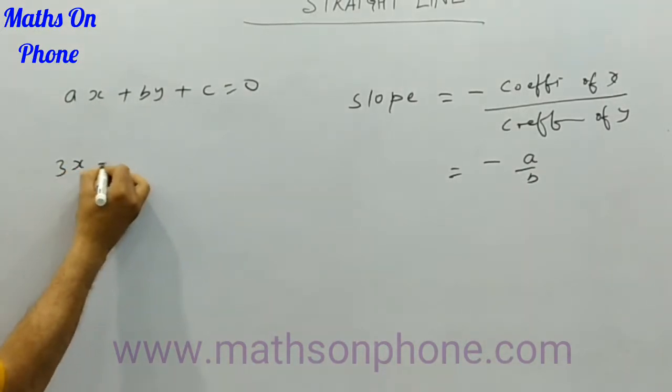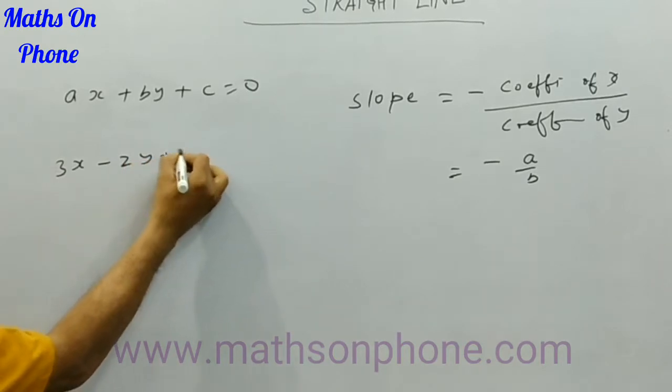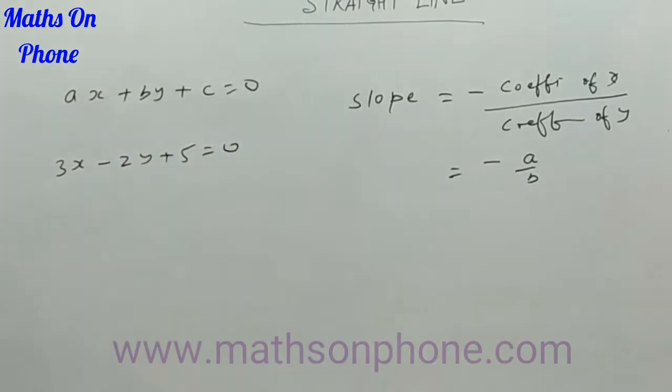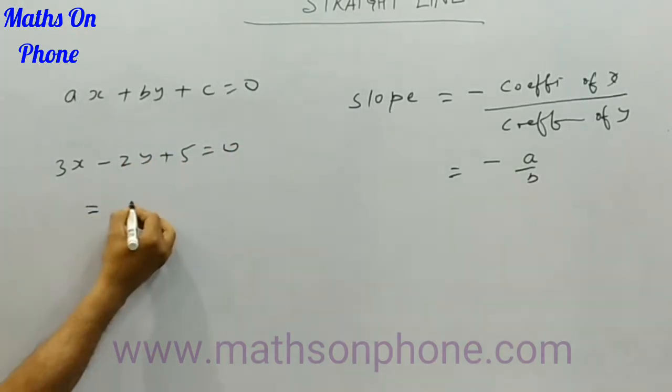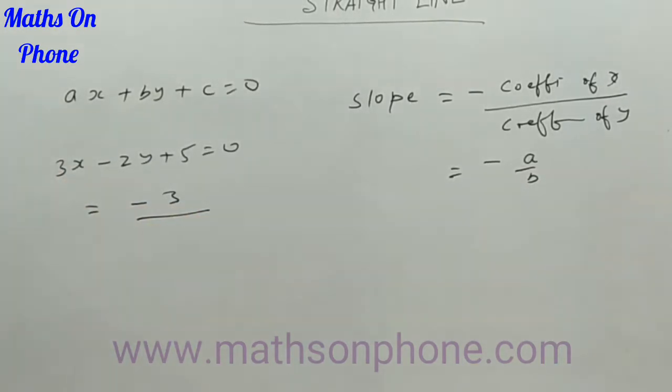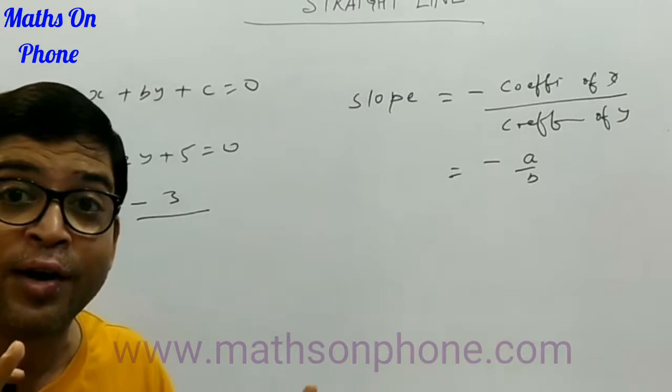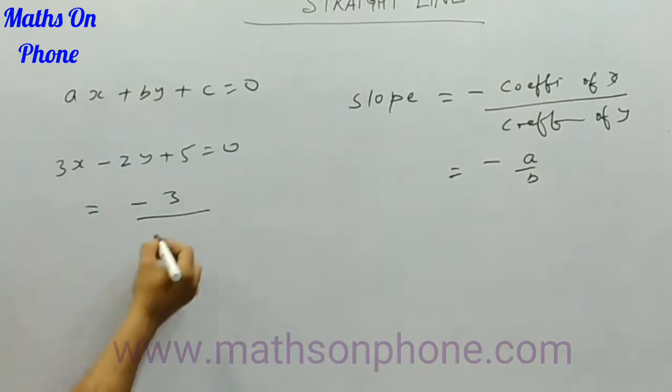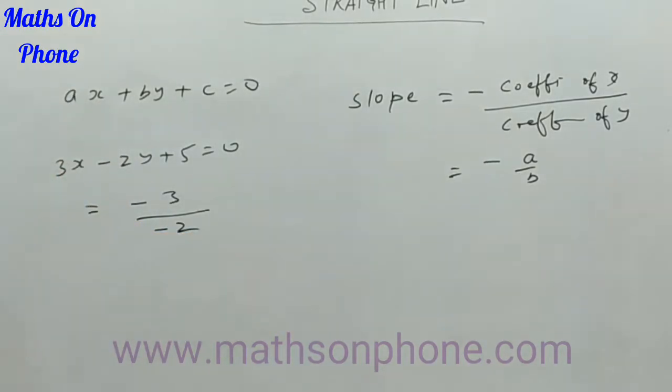Suppose a line is given as 3x minus 2y plus 5 is equal to 0. What will be the slope of that line? It will be minus coefficient of x is 3 and coefficient of y is, not 2, it is minus 2. So it is coming out to be 3 by 2. So we can find the slope of this line very easily.